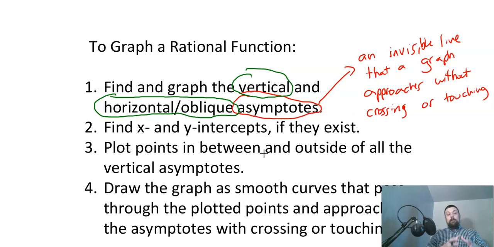Whatever points you do end up getting from step 2, you usually will need a couple more to figure out exactly what the graph is doing. And so step 3 is plot a few more points. Now take advantage of your intercepts. Those should give you some idea of what the graph looks like.